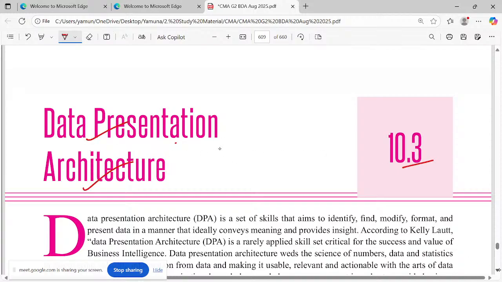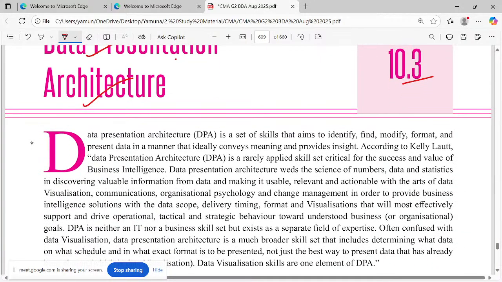So here we have to go for definitions. This one para is quite an important para, because it's actually going to define what you mean by data presentation architecture. It's nothing but a set of skills. The aim behind this is to identify, find, and, if needed, modify. Yes, that's what you call data scrutiny. So you collect the raw data, and it might not be needed as you collected it.